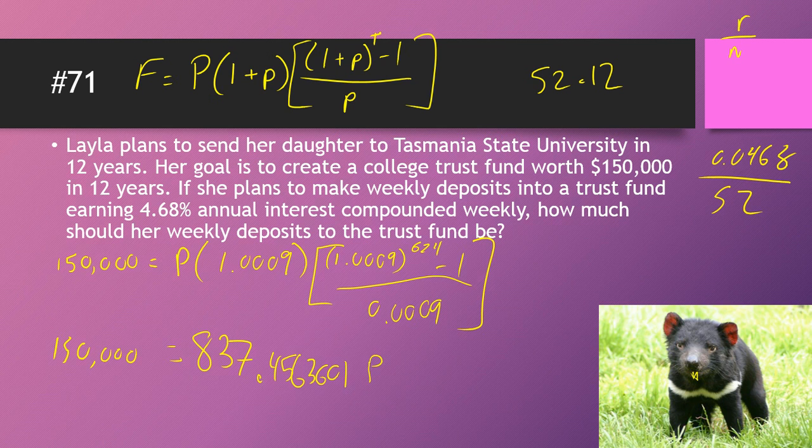150,000. So then you divide it through. Okay. Using algebra, if it's multiplied, then you divide it. So we end up getting P is equal to $179.11. So Layla would have to deposit that much a week for 12 years straight to be able to make sure she has enough to send her daughter to Tasmanian State University.